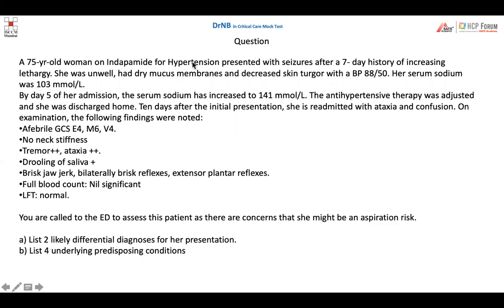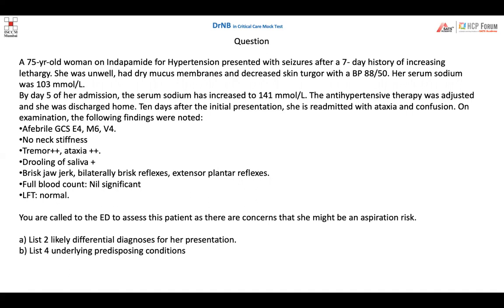A 75-year-old woman on indapamide for hypertension presented with seizures after a 7-day history of increasing lethargy. She was unwell, with dry mucous membranes, decreased skin turgor, and a BP of 88/50. Her serum sodium was low, that is 103. By day 5 of her admission, the serum sodium had increased to 141. The antihypertensive therapy was adjusted and she was discharged home.